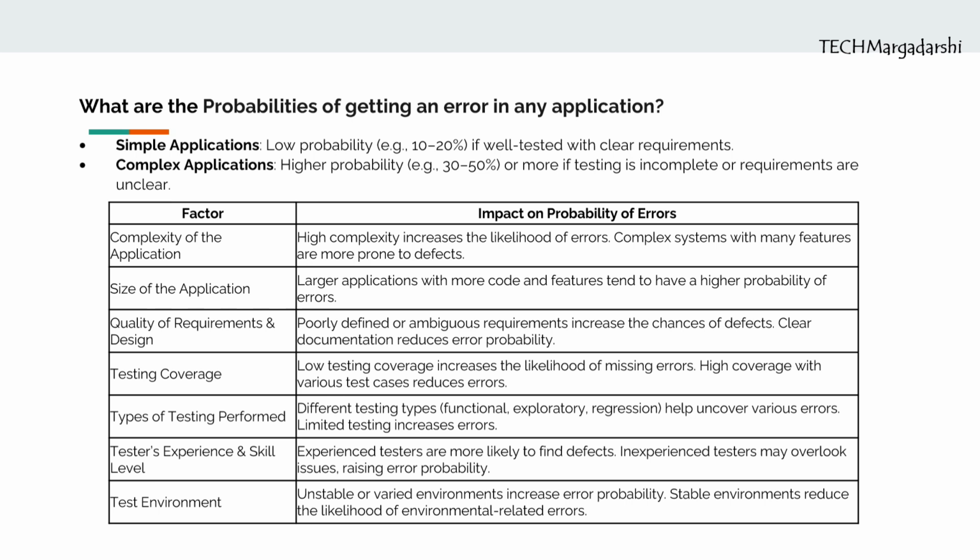Testers' experience and skill level. Skilled testers are more likely to detect defects, while inexperienced testers may overlook them. Test environment: unstable or varied environments add risk, whereas stable environments reduce environment-related errors. In short, error probability is not fixed. It depends on complexity, quality of requirements, test coverage, tester skills, and the environment. This table makes it clear how each factor contributes to the overall probability of errors.